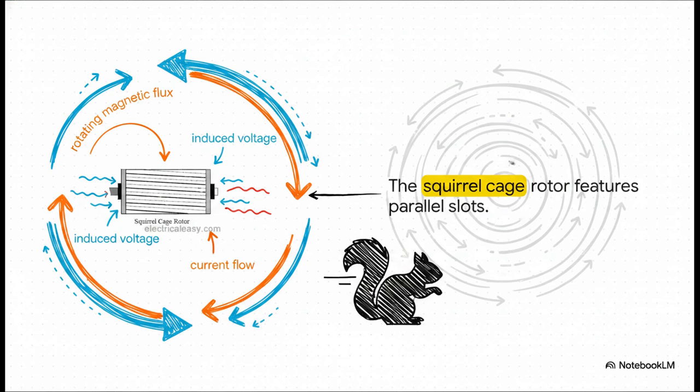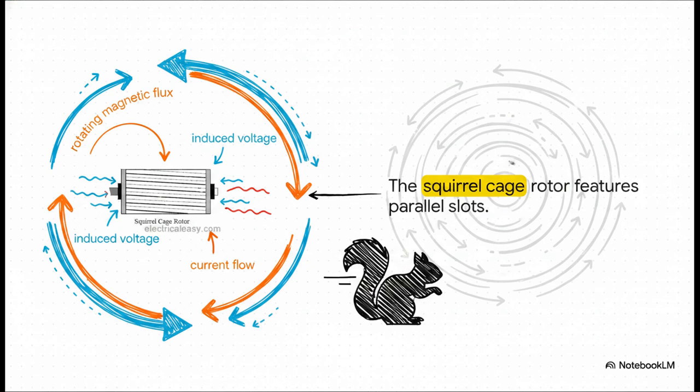Most of these AC motors, actually up to 90% of them, are induction motors, and they use something wonderfully called a squirrel cage rotor. It's called that because of its cylindrical core with parallel slots filled with copper or aluminum bars connected at the ends by heavy rings. It kind of looks like a little exercise wheel for a rodent.